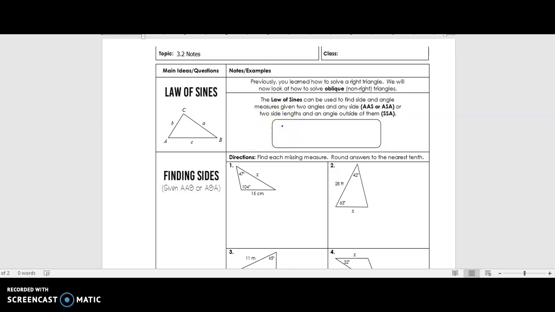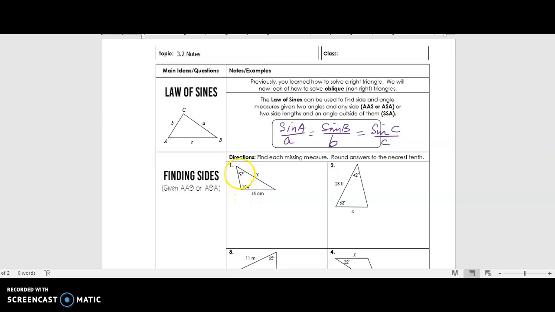It is sine A over a equals sine B over b equals sine C over c. Okay, so this is the law of sines, and let's use this law to actually find the missing measures in this particular triangle. Let's see how this works.